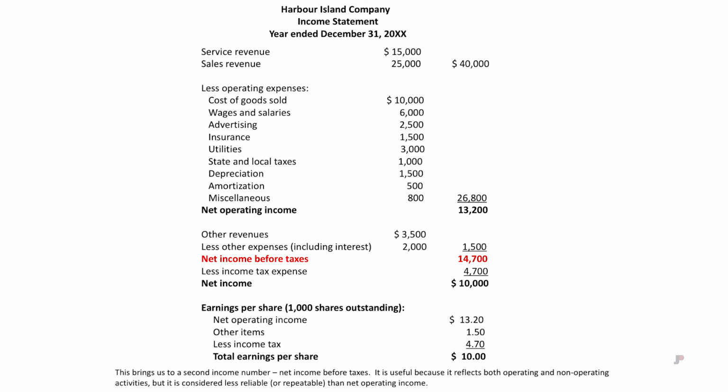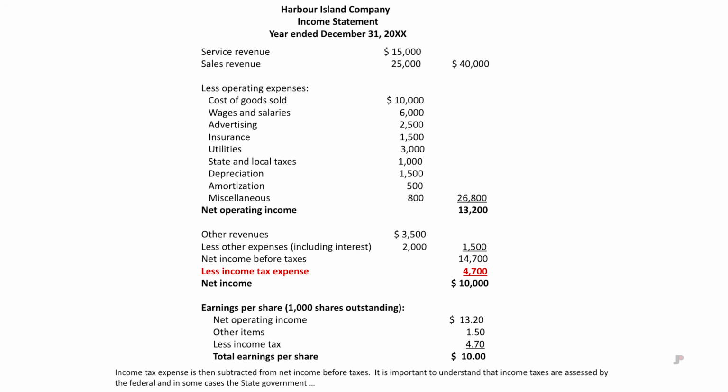This brings us to a second income number, net income before taxes. It is useful because it reflects both operating and non-operating activities, but is considered less reliable or repeatable than net operating income. Income tax expense is then subtracted from net income before taxes.